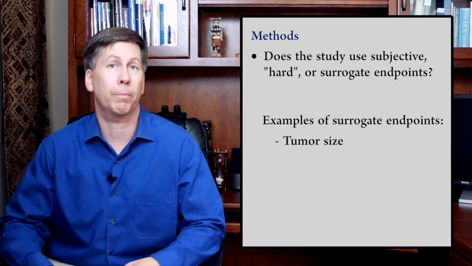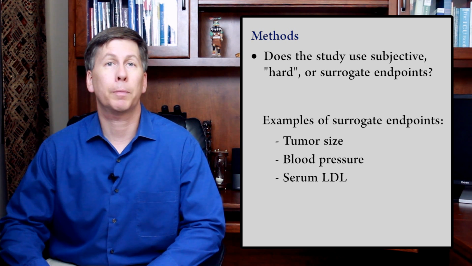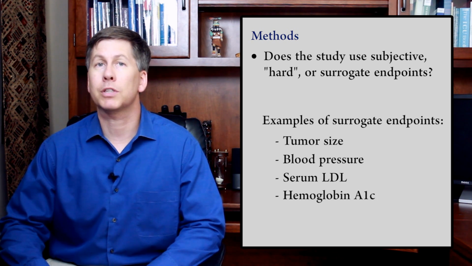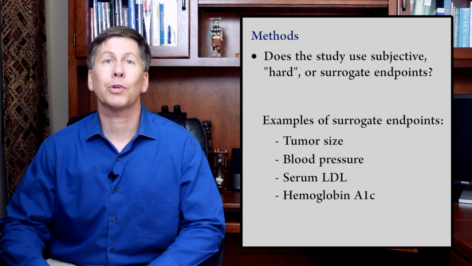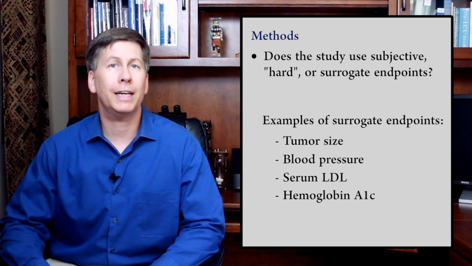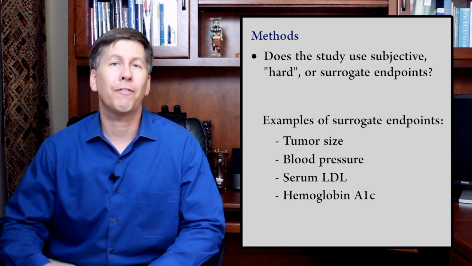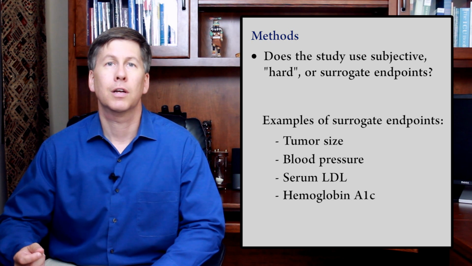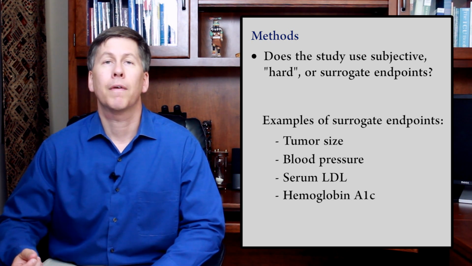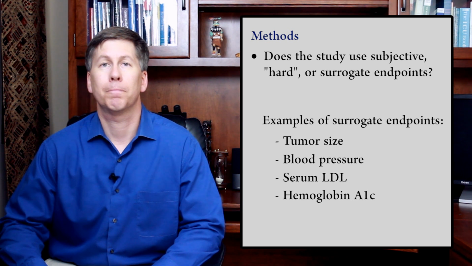Other examples of surrogate endpoints include blood pressure and hypertension, serum LDL and hyperlipidemia, and hemoglobin A1C and diabetes. Doctors and patients alike focus on these numbers and try to make them better with medications and lifestyle modifications, but we don't always know if an improvement in some lab test that's the result of a specific treatment actually translates to a lower mortality or a higher quality of life.